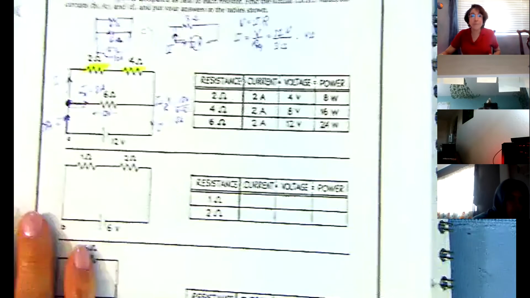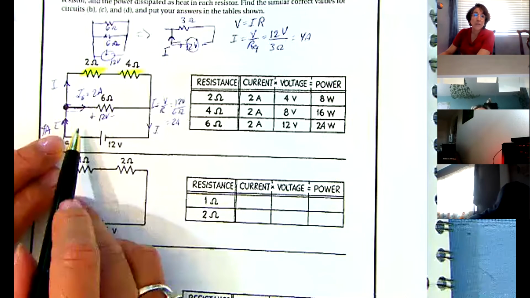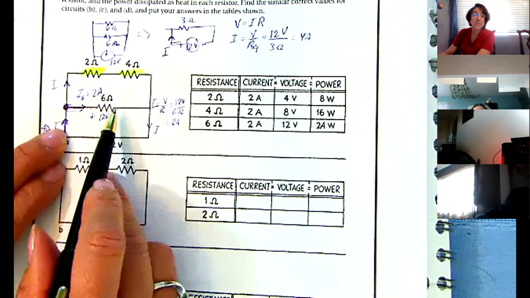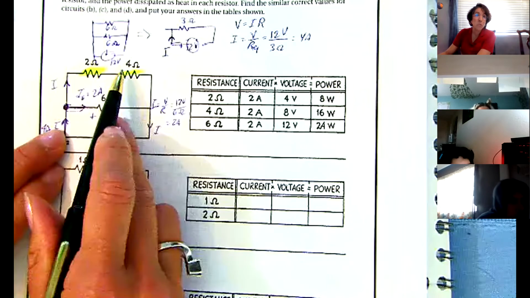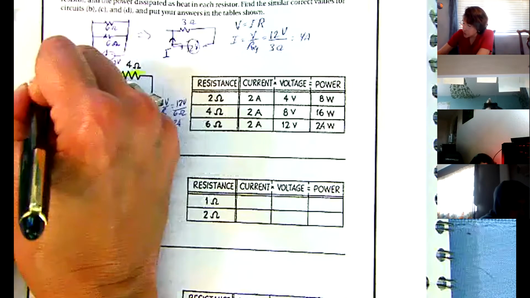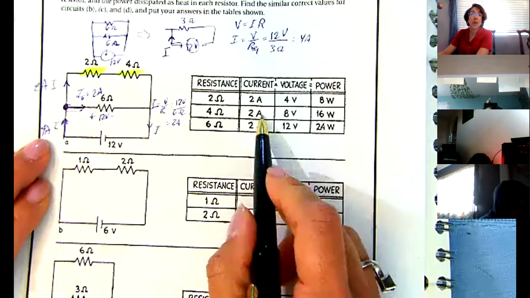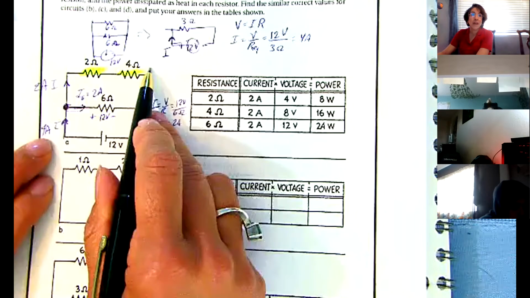Oh, sorry. Okay. So 4 amps is coming from the battery. 2 amps goes to the 6 ohm resistor. So how much is left over to go to the other branch, to the 2 and the 4? Oh, 2 amps, right. So it's got to be 2 amps. So notice I got 2 amps. So 2 amps goes through this guy and 2 amps goes through this guy.